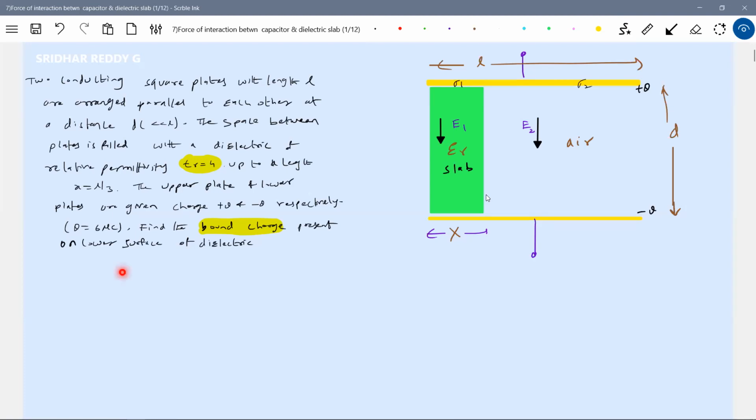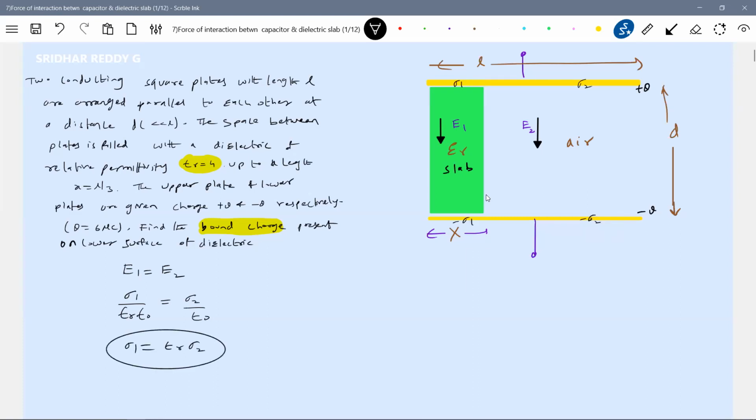So then first we'll write E1 equal to E2. Then what is the electric field in the region where the dielectric slab is present? Charge density by epsilon R by epsilon naught, where in air it is sigma 2 by epsilon naught. Here the charge density already indicated sigma 1, here sigma 2. So therefore from this sigma 1 is equal to epsilon R into sigma 2. Keep it here. This is one primary equation which we'll be using.